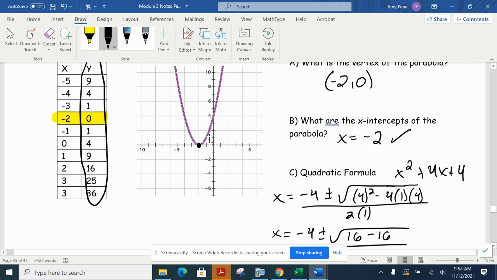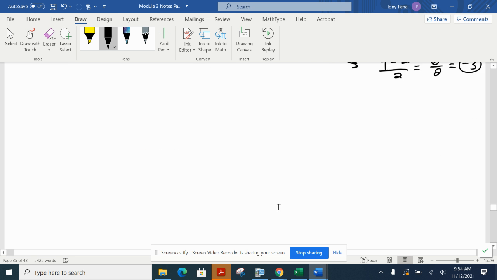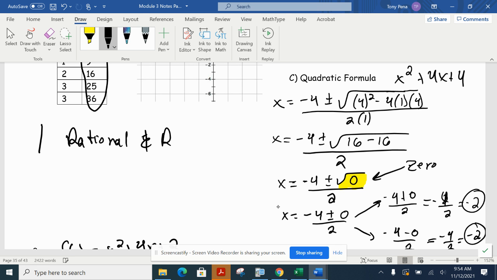All right. So right now, kind of a mental note, when we get a nice number underneath here, so this is a nice perfect square. These are probably the nicest ones. You're going to get two rational real numbers. If we have a 0 underneath this, then we are going to just get one rational. So it's not a coincidence. This will always happen. One rational number, and it is a real number. So that's 2 of the 4 things that can happen.